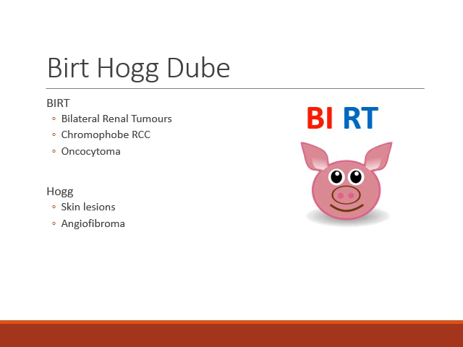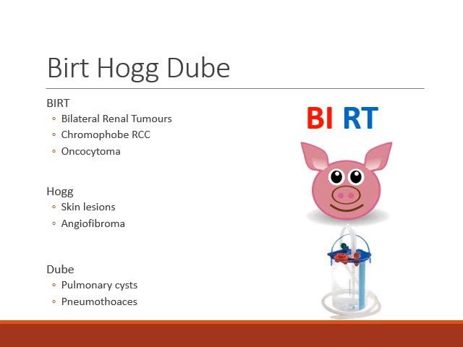Hogg, this is a horrible thing to say, but they have multiple skin lesions, often angiofibromas, and I remember that as looking horrible like a pig, but that's not to offend anyone, it's just to help you remember things. And Dubé looks a bit like tube, and these patients often have tubes in their chest from the pneumothoraces they get as a result of having multiple pulmonary cysts. So Birt-Hogg-Dubé is a disease of bilateral renal tumours, multiple skin lesions and pulmonary cysts and resulting pneumothoraces.